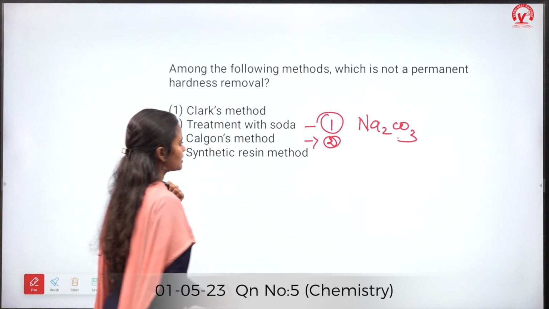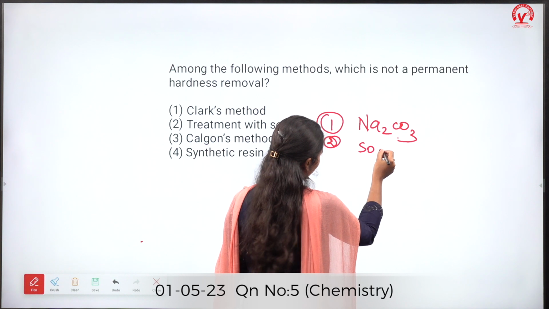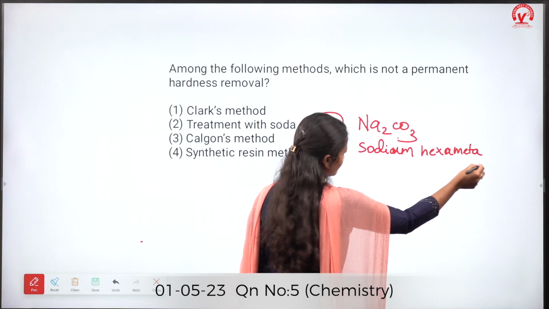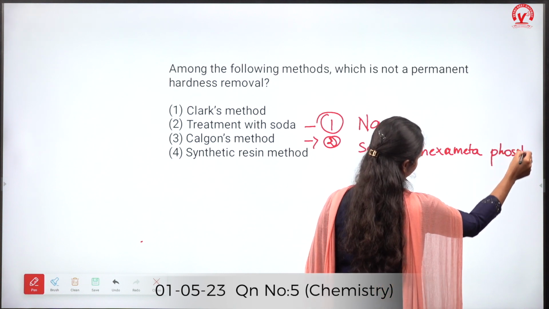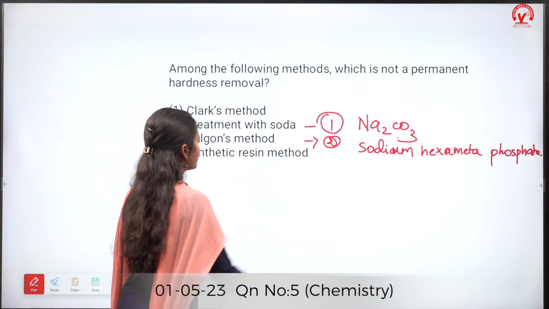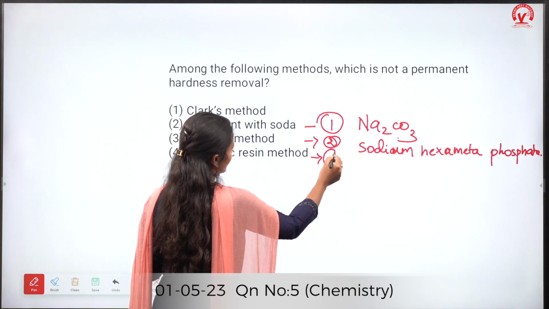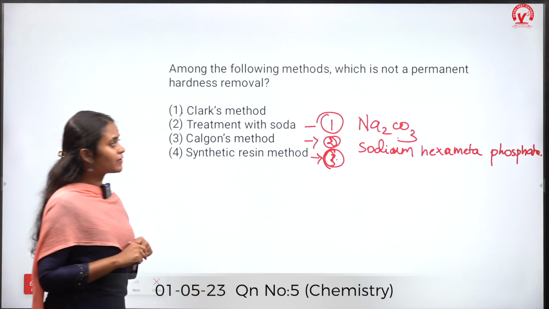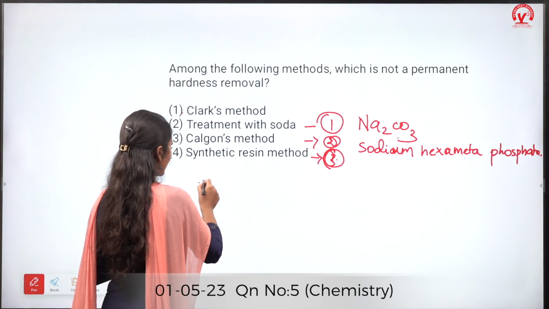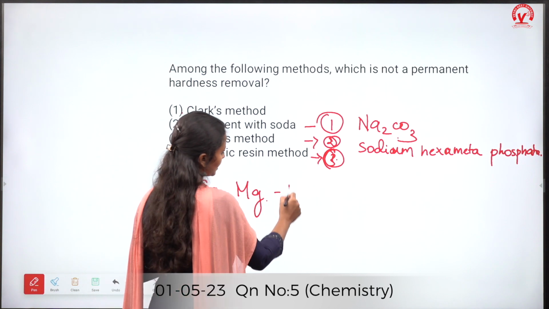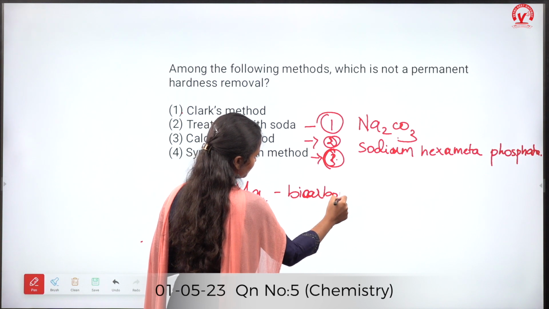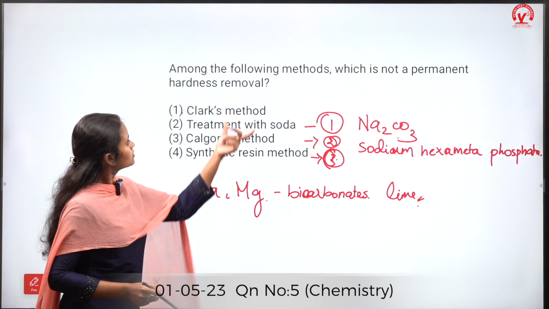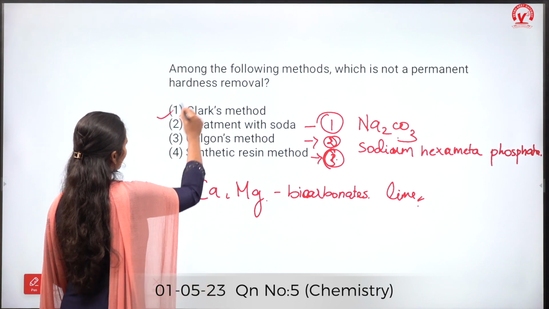Here the water is treated with sodium hexametaphosphate. This sodium hexametaphosphate is nothing but calgon. There is also the synthetic resin method, which is also a method of removing permanent hardness from water. And the first option, Clark method, is used to remove temporary hardness. Temporary hardness means removal of calcium and magnesium bicarbonates from water using lime. This is called Clark method. So Clark's method does not come under permanent hardness removal. So option 1 is correct.